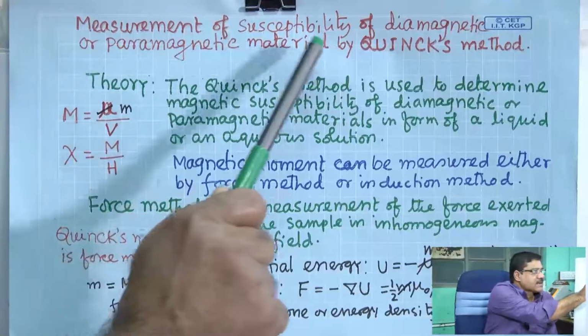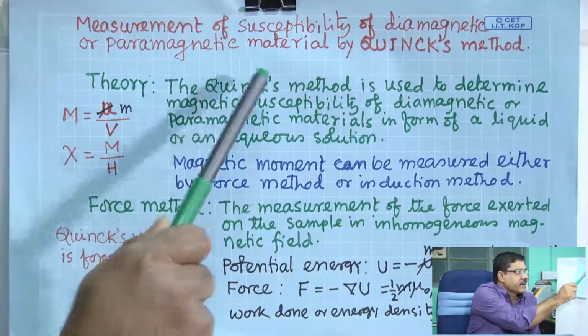In the solid state physics laboratory, we perform different experiments. We have some experiments for studying the magnetic properties of solids. Today I will discuss an experiment on how to measure the magnetic susceptibility of paramagnetic or diamagnetic material using a method called Quincke's method.